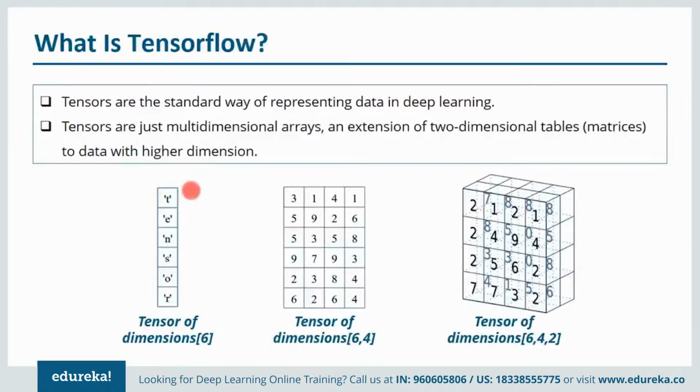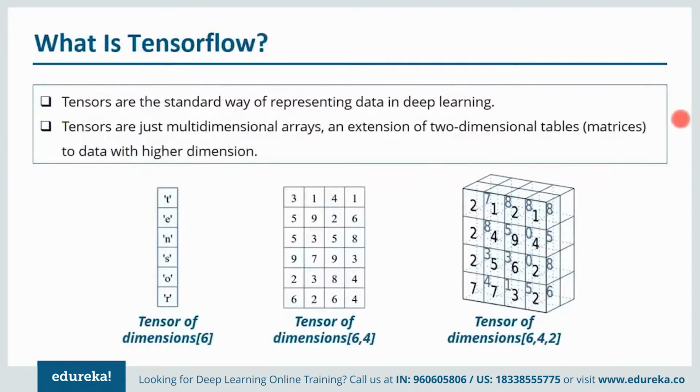So this particular data is nothing but a tensor of dimension 6, because we have 6 rows and only one single column. Now over here we have 4 columns as well as 6 rows, so this becomes a tensor of dimension 6, 4. Similarly over here as well, we have another dimension, that is the third dimension, in which we have 2 values. So we consider this as a tensor of dimension 6, 4 and 2. So this is nothing but a way of representing data in TensorFlow. Now if you consider the TensorFlow library, at its core it is nothing but a library that performs matrix manipulation. That is what TensorFlow is.